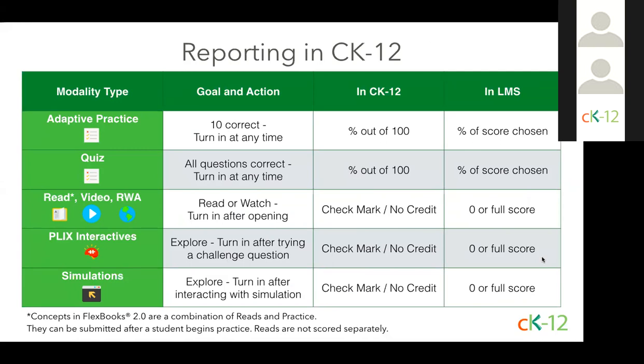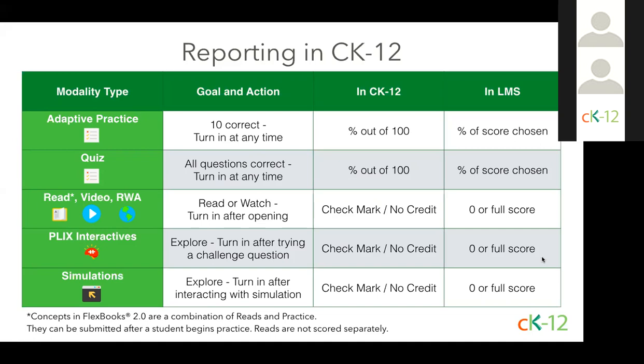So for our adaptive practice, that is a practice tool on our site. It's really set up as 10 correct, turning in at any point in time, and it's really that goal mark of I got 7 correct or 10 correct. They might have been hard questions or easy questions, but it's encouraging practice by students. And in CK-12, that percent will be 100% if they got all 10 correct. It'll be 70% if they got 7 correct, whatever that is.